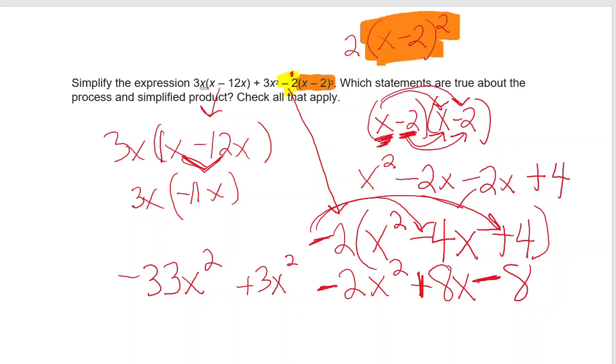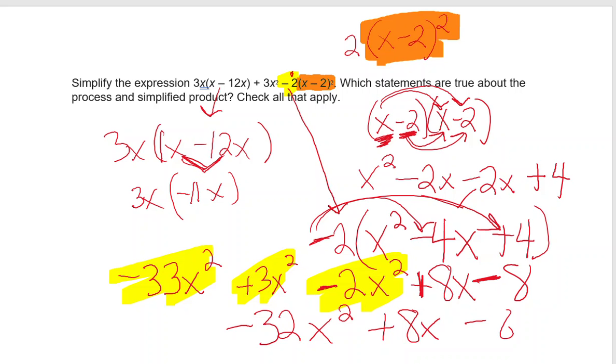Now I want to combine my like terms and see what my final answer is once I've simplified completely. To do that, I want to look at all the ones that have the same exponent. That would be negative 33x squared, positive 3x squared, and negative 2x squared. Negative 33 plus 3 is negative 30, and negative 30 minus 2 is negative 32x squared. And my last step is to bring down the plus 8x and the minus 8. Those are not like terms. So my final answer would be negative 32x squared plus 8x minus 8.